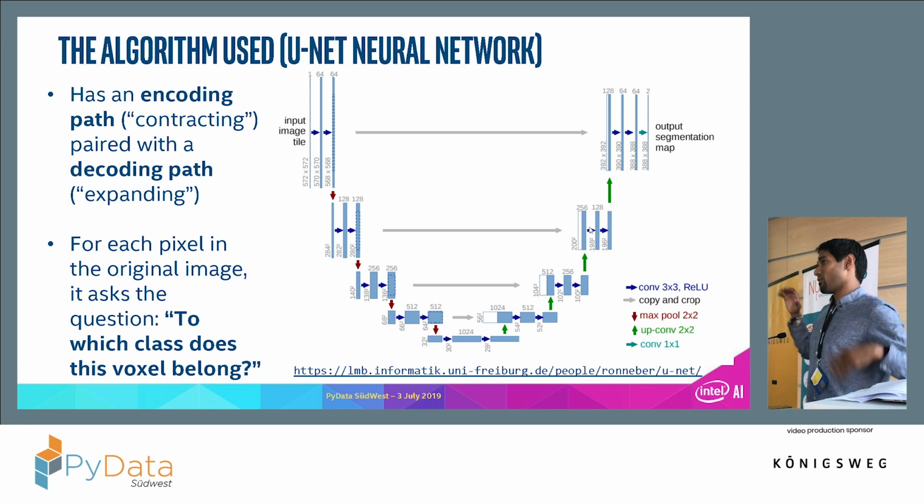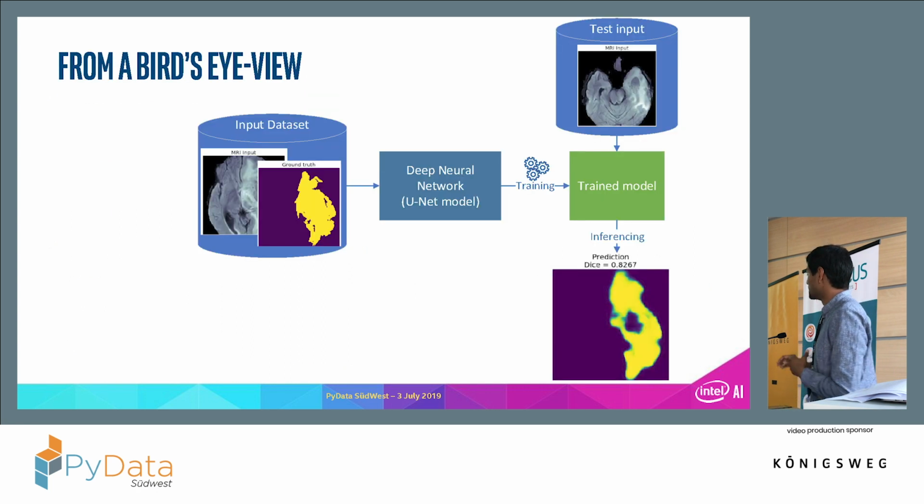From a bird's eye view, my whole algorithm looks like this. We have the input data set, labeled images: MRI inputs, and then the labels where there is cancer. We feed it into the neural network. We do the training, which takes some time. Once the training is done, we have a trained model, and then the job is kind of done. Then new patients come in from the test input, go into the trained model, and then comes the process of predicting, which in computer science terms is called inferencing. So we do inferencing, and then we get the results. That's it. That's what we did.